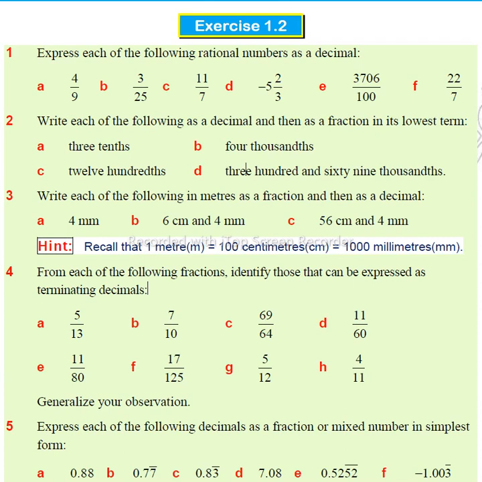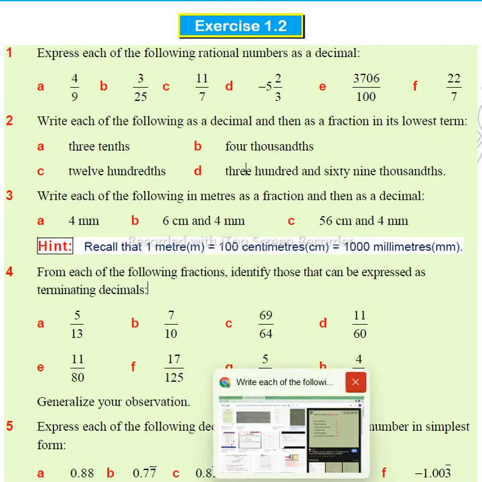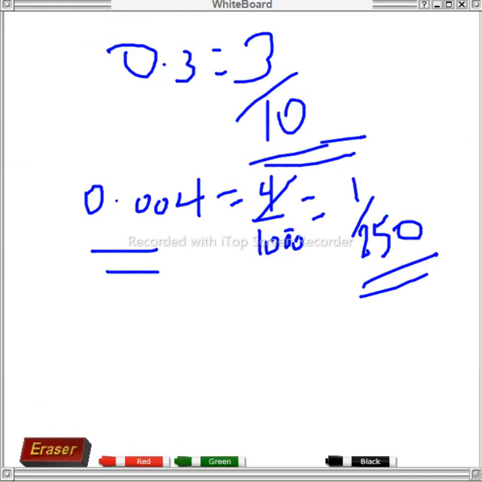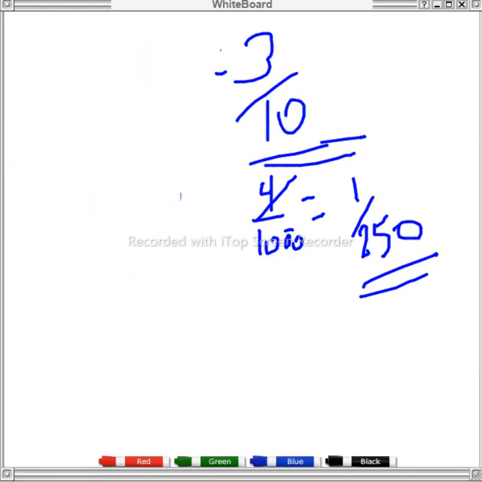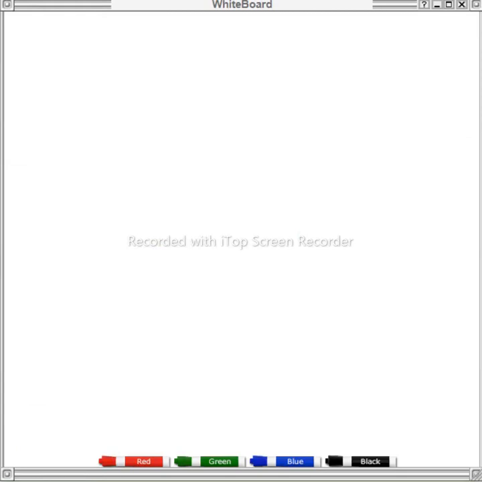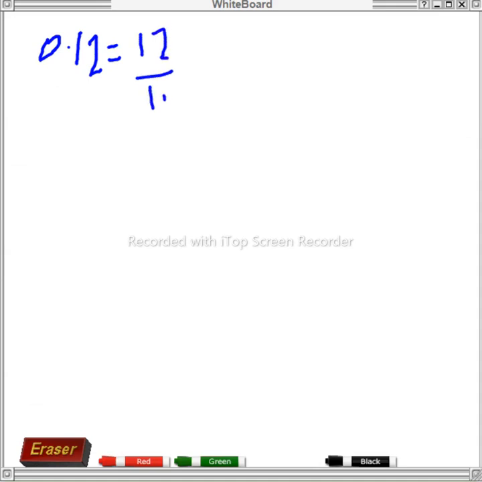Let us do 12 hundredths. 12 hundredths means 0.12. Let us clear our whiteboard and continue. Simply 0.12. Let us write this as a fraction: 12 over 100.